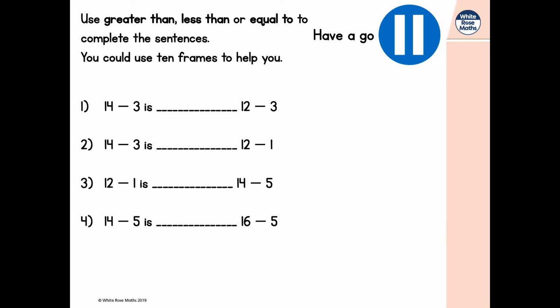Are you ready? Number 1, 14 subtract 3 is greater than 12 subtract 3. Question 2, 14 subtract 3 is equal to 12 subtract 1. Question 3, 12 subtract 1 is greater than 14 subtract 5. And finally, number 4, 14 subtract 5 is less than 16 subtract 5. Well done.